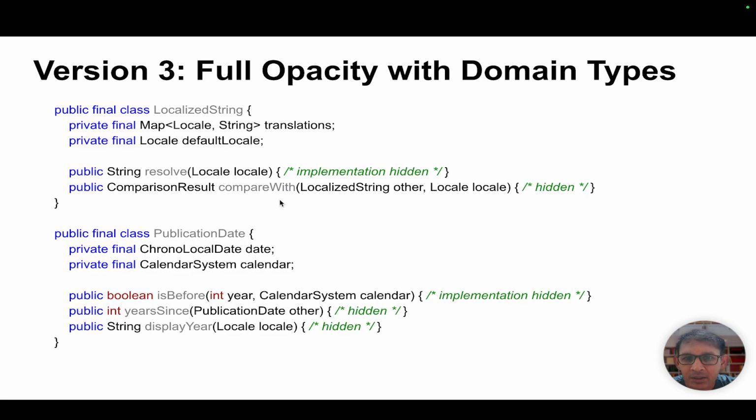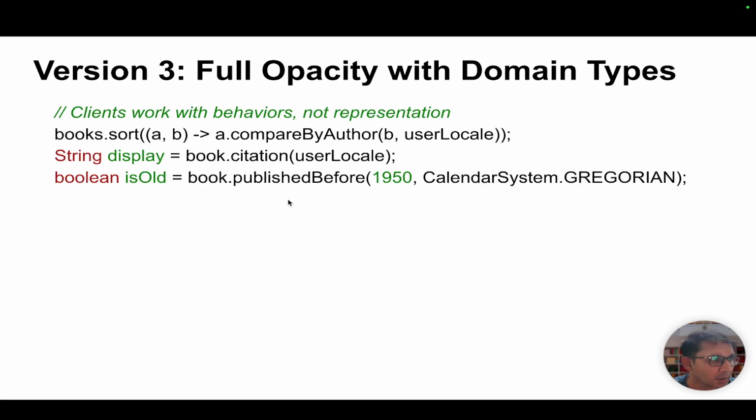Now, the supporting domain types are also opaque. Localized string hides a map of translations and provides methods to resolve text from different locales. Publication date hides complex date logic and provides methods for comparison and for display. Look at how clients use this opaque interface. They sort books using the compare by author method. They create display text using the citation method. They check age using the published before method. Notice that none of these operations depends on the internal representation.